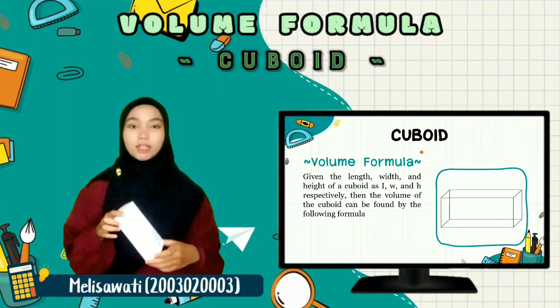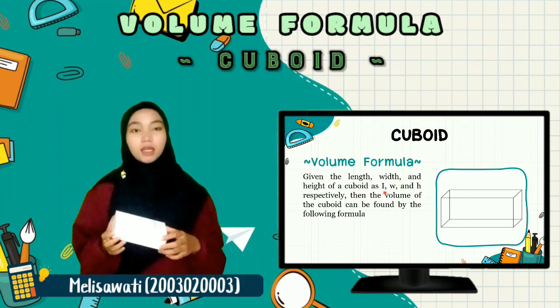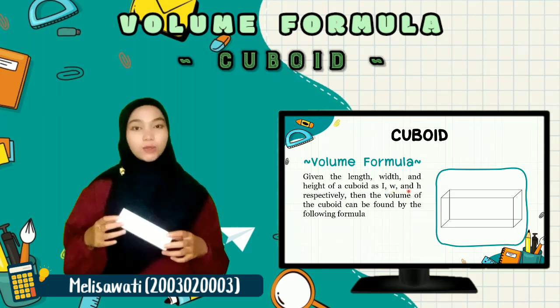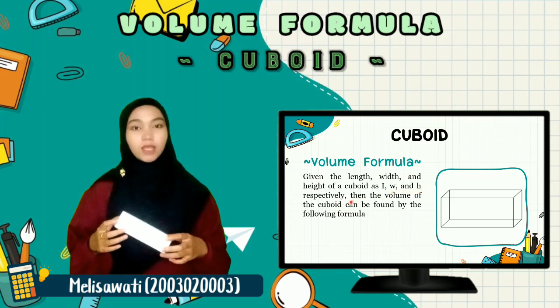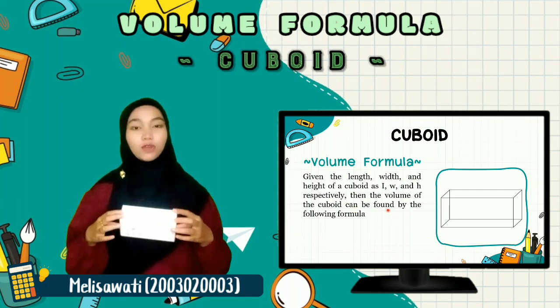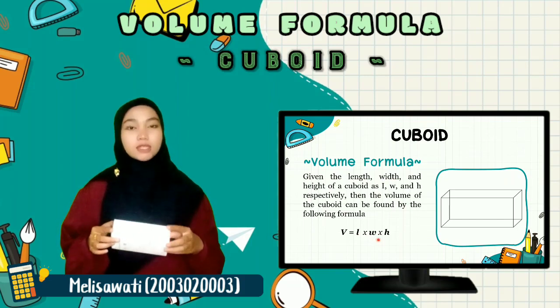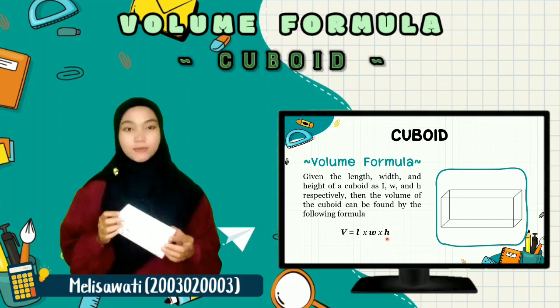Cuboid. Given the length, width, and height of the cuboid as L, W, and H respectively, the volume of the cuboid can be found by the following formula. Volume equals L times W times H.